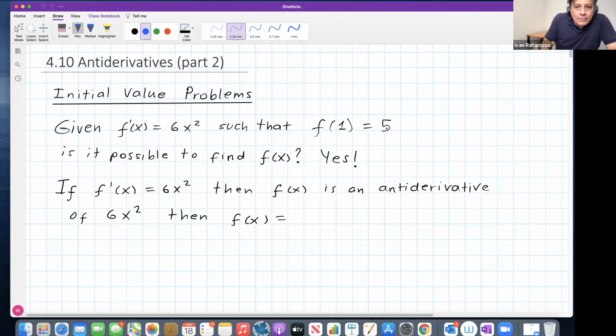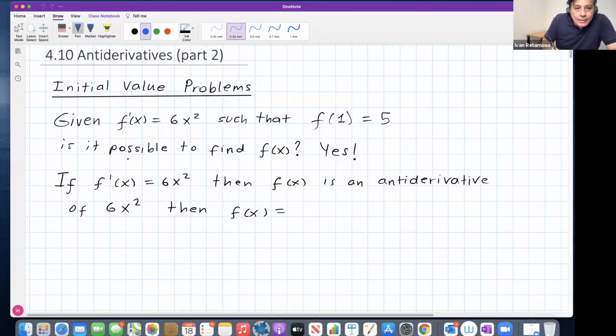And you may say, Professor, we know how to take antiderivatives. Why do we need this extra condition? Turns out with this extra condition, you will be able to find the constant, that C that we've been writing a lot, plus C, plus C, after the result of our antiderivatives. With this condition, we will be able to find the value of that constant C, okay? So it says here: given this derivative such that f of 1 equals 5, is it possible to find f of x? And the answer is a big yes. I will show you how.